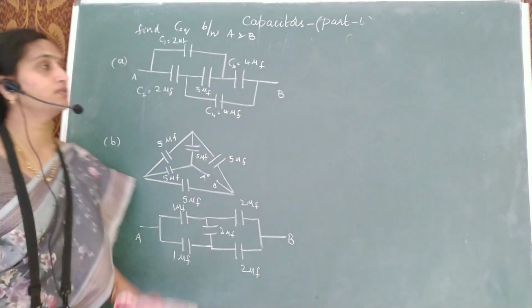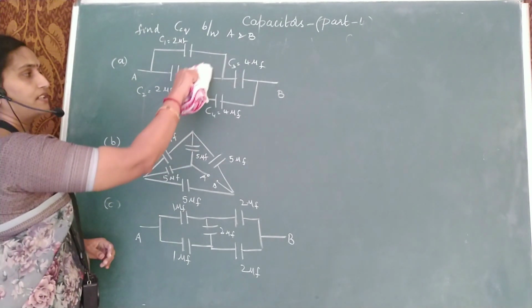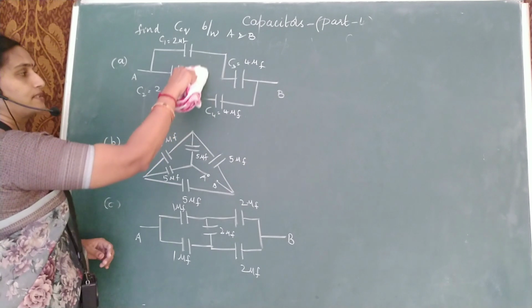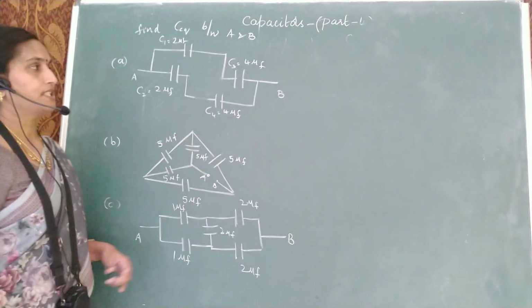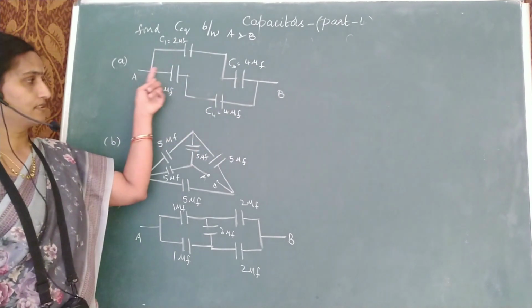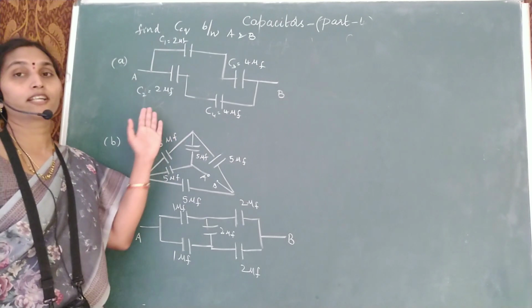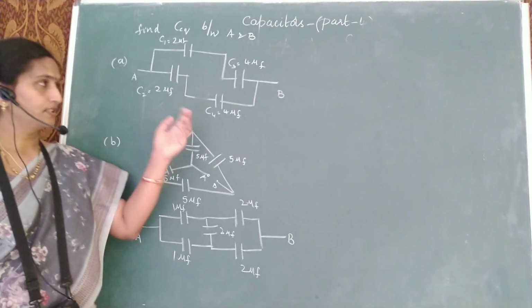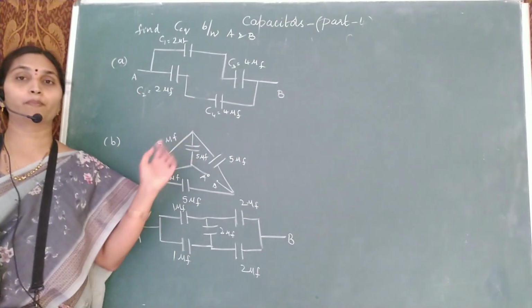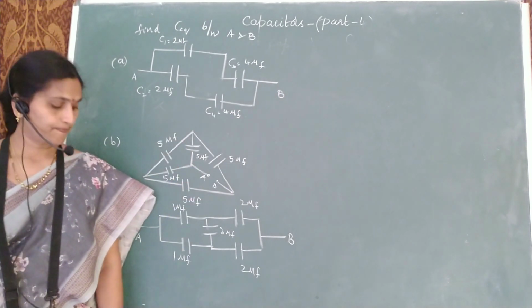So what should be the charge on the central capacitor? 5 should be balanced. It's a balanced Wheatstone bridge. I can remove this central capacitor. See, if I remove the central capacitor, you can clearly see 2 and 4 are in series, 2 and 4 are in series. Now I don't think it is difficult to calculate the equivalent capacitance. So find out what should be the equivalent capacitance. I'll just give you 2 minutes time and tell me the answer.